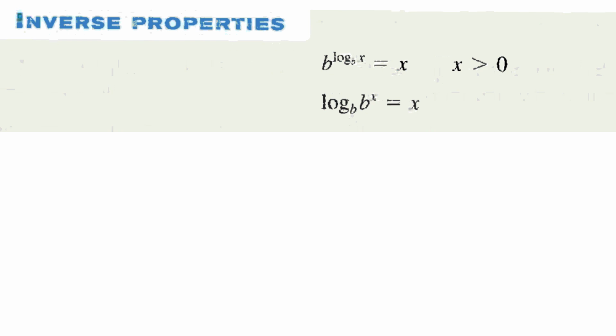We also have inverse properties. So if you have log base b of b to the x, those will cancel out, and you're just left with x, whatever that power is. Same thing if this is b to the log base b of x, the b's cancel out, and you're left with x.